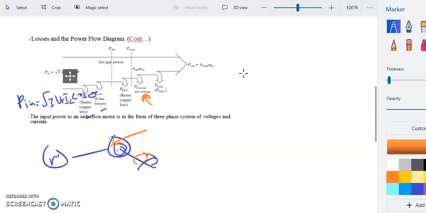Then after we subtract all the related losses, we get our P out. So P out is equal to P in minus P losses, same as the previous system in DC. All the losses here we sum together as P losses, the total. P in minus P losses, we get P out.